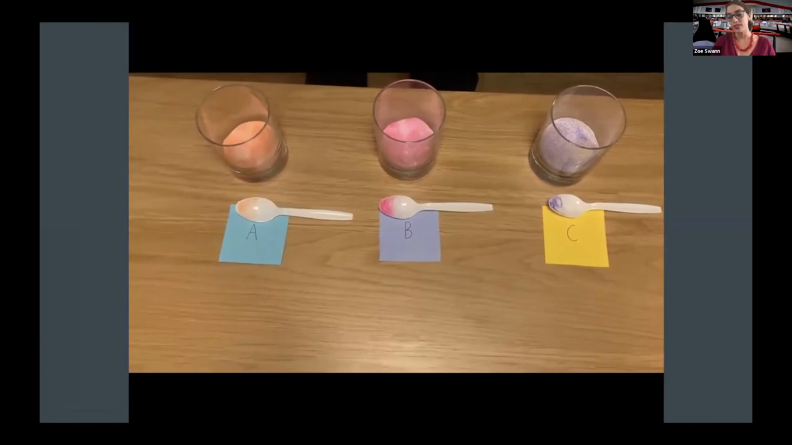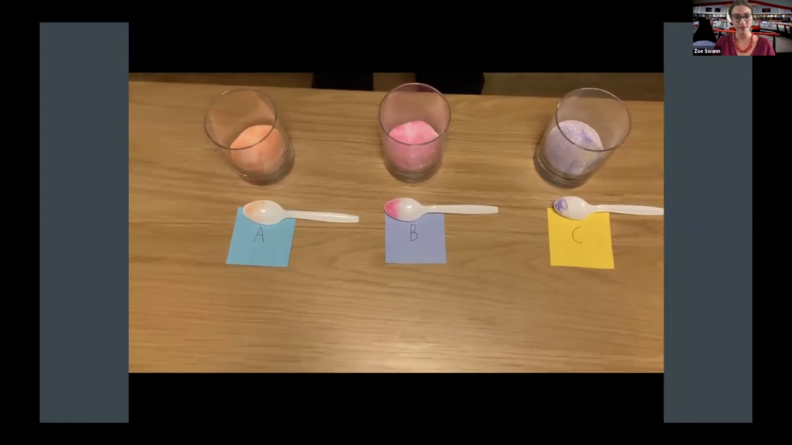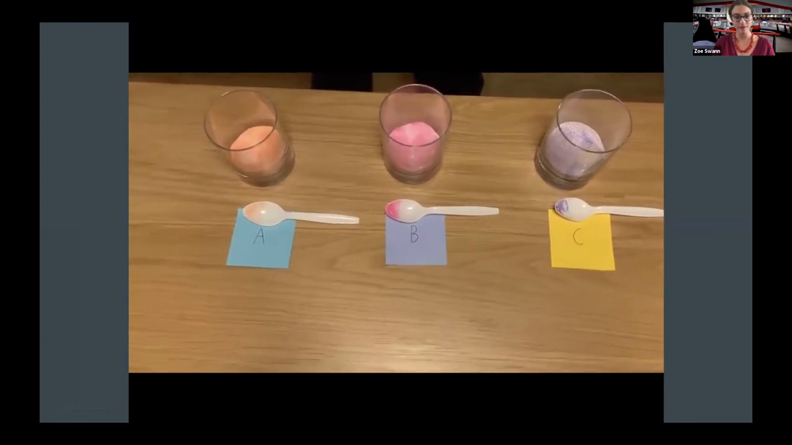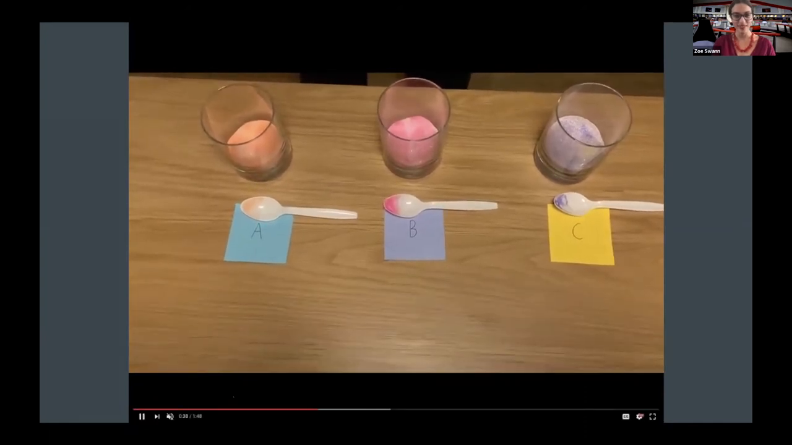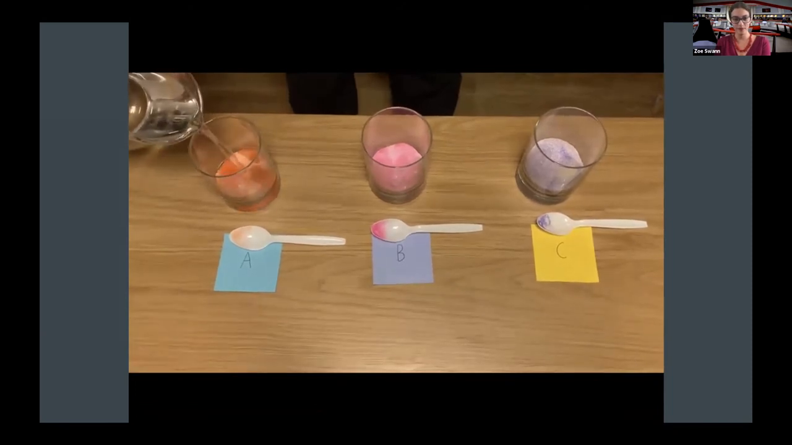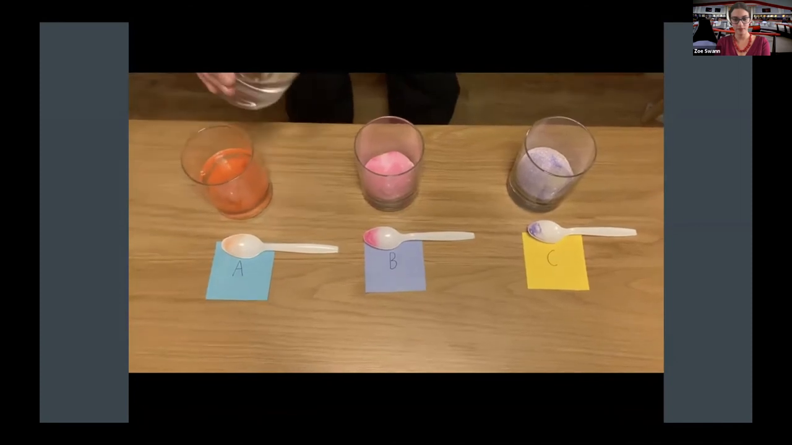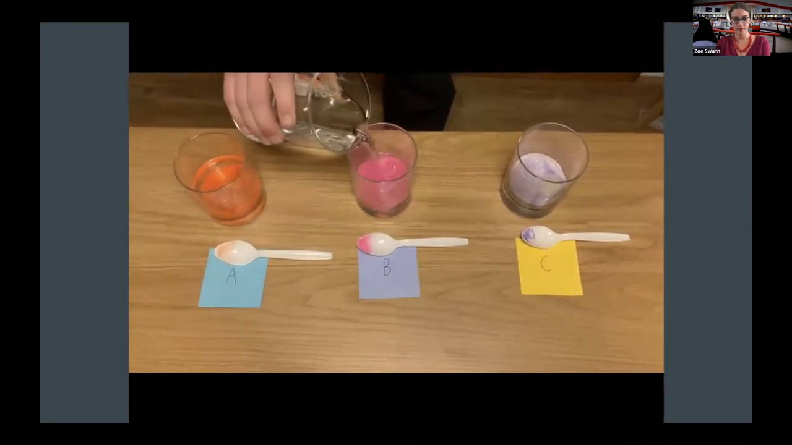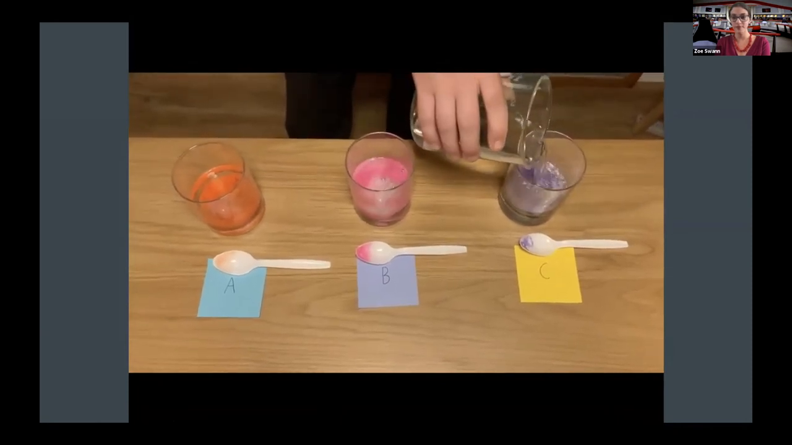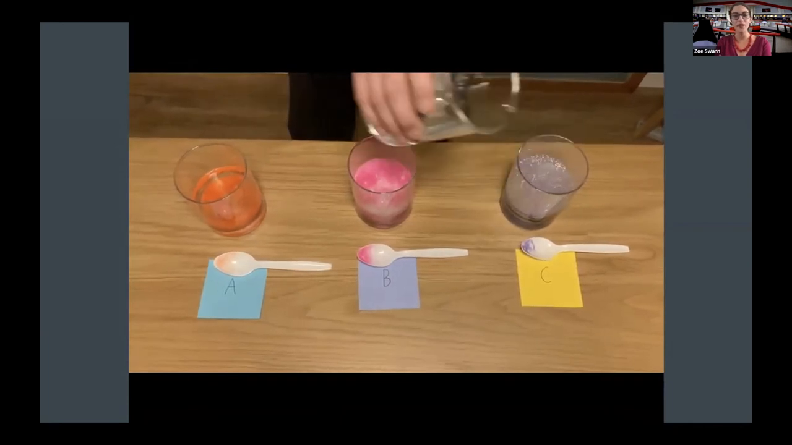Now we will pour some water on each of the samples to see what happens. Observe carefully. What do you see happening?